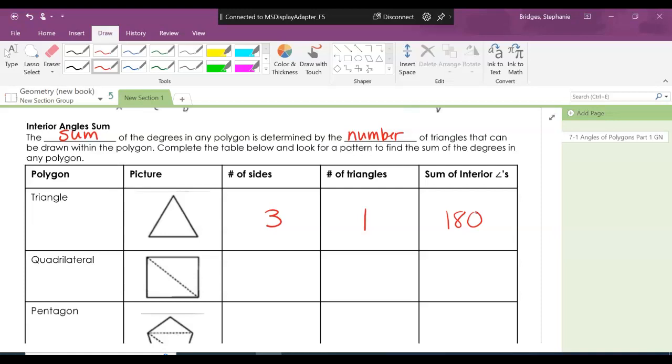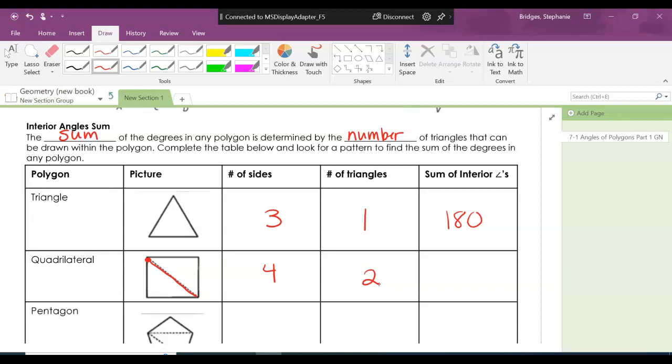So far, so good? Now, the next one is a quadrilateral. How many sides does a quadrilateral have? 4. And then when we're talking about the number of triangles, what you're going to do is pick one corner and draw to another corner that forms triangles. You already have the lines kind of drawn. It's a dotted line. So if you'll notice, we started in this upper left corner and we went down to that lower right corner. How many triangles did I make by doing that? 2. And then think about a quadrilateral. How many degrees does it have in it? 360.